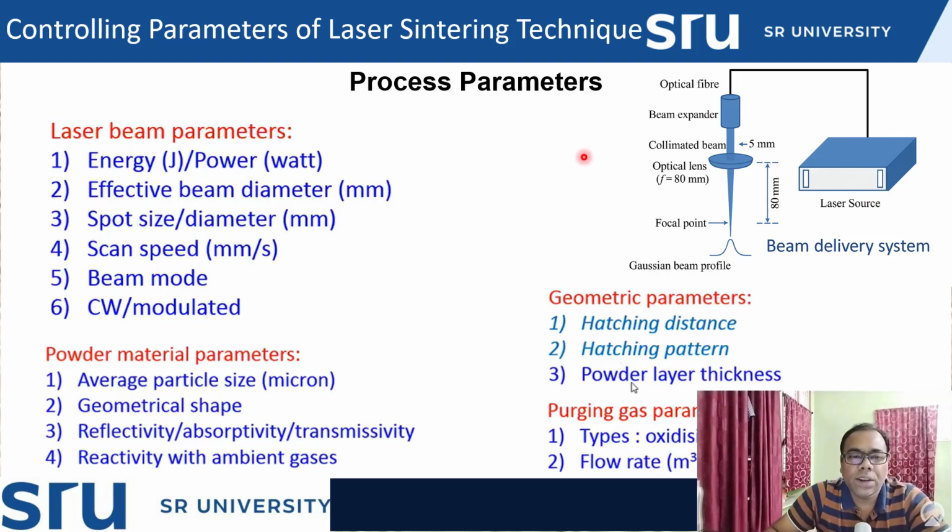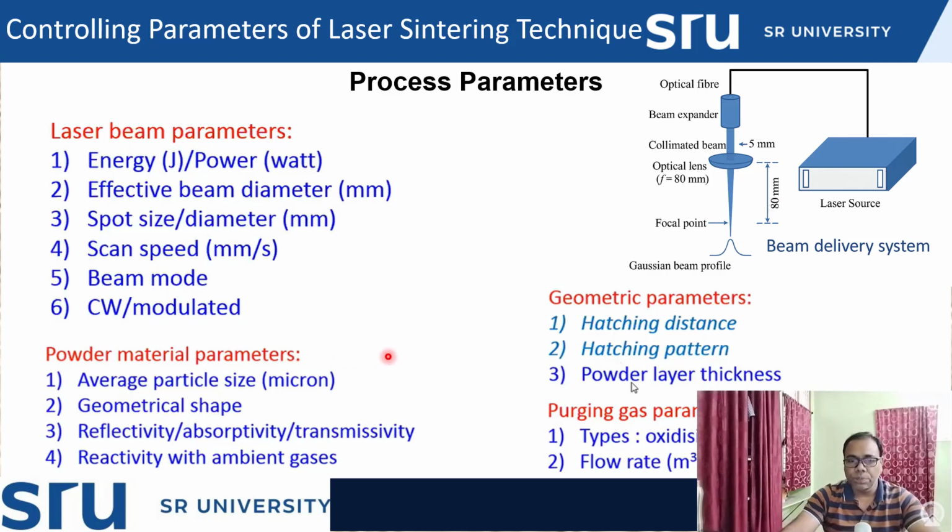So there are different process parameters that need to be controlled, whatever the customization is required, or how much energy beam is required. So those can be controlled. Those include the energy beam, so whatever the energy of the laser beam will be, similarly the effective diameter of the beam, the spot size of the beam, scanning speed, and beam mode, similarly continuous or discontinuous mode. So these are the very important process parameters related to the laser beam.